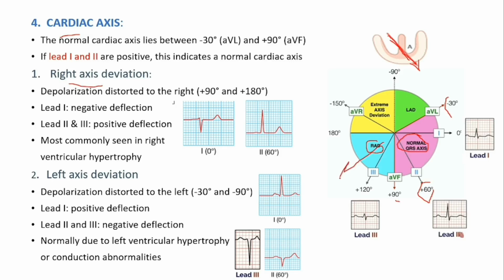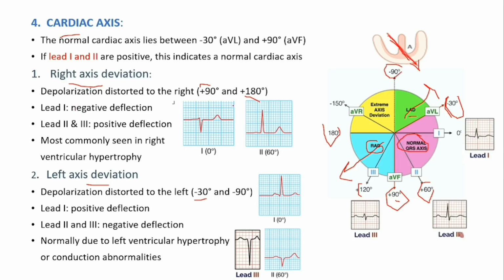If it is present here, it is called right axis deviation, and if it is here, to the left above the 90, then it is called left axis deviation. Right axis deviation is present between +90 and +180, and left axis deviation is present between -30 and -90.